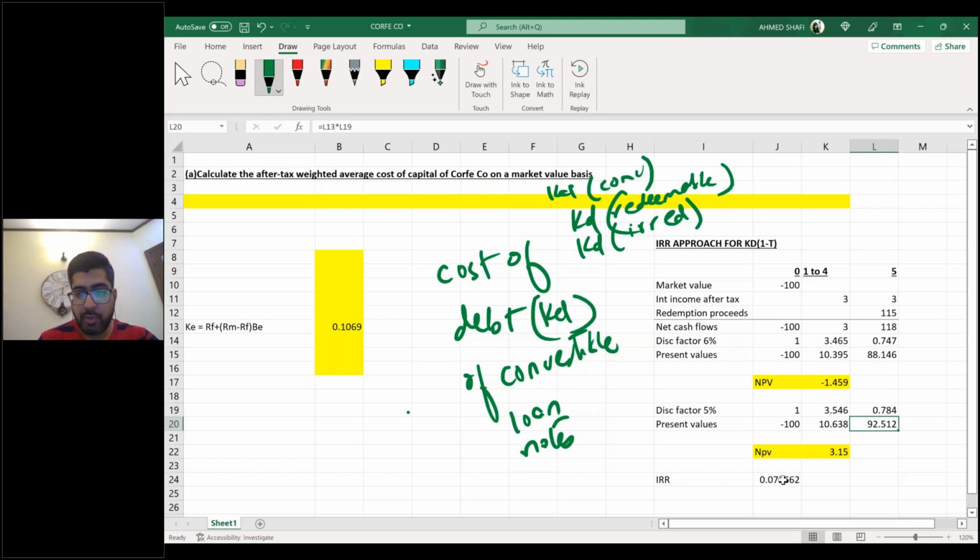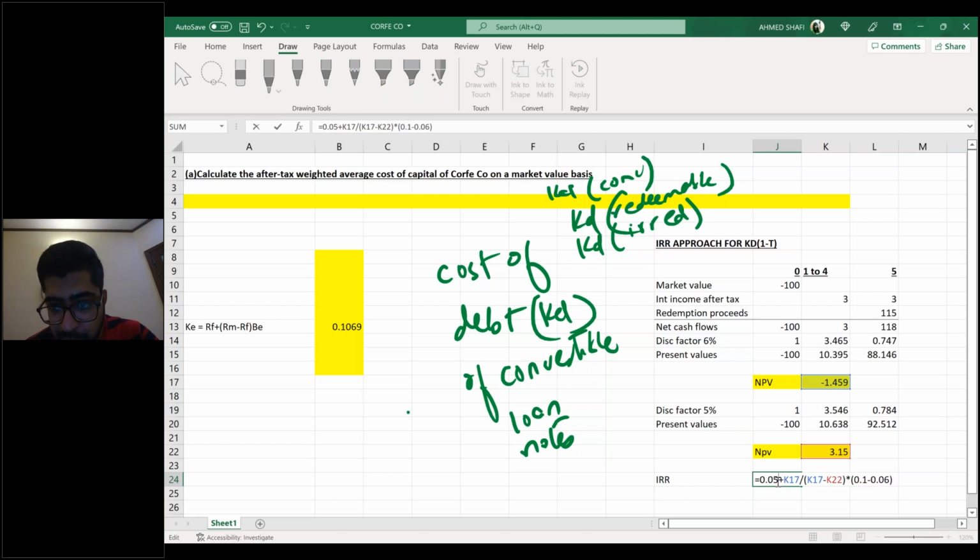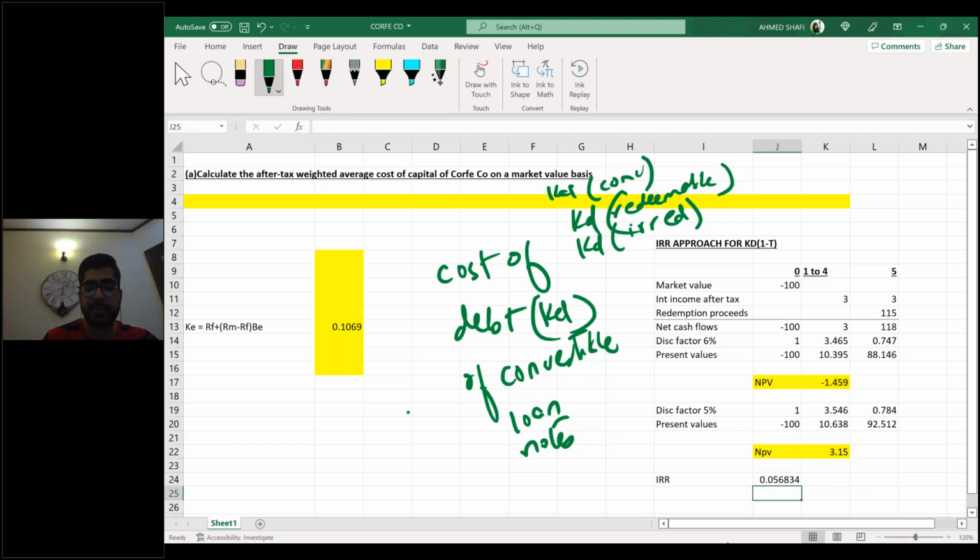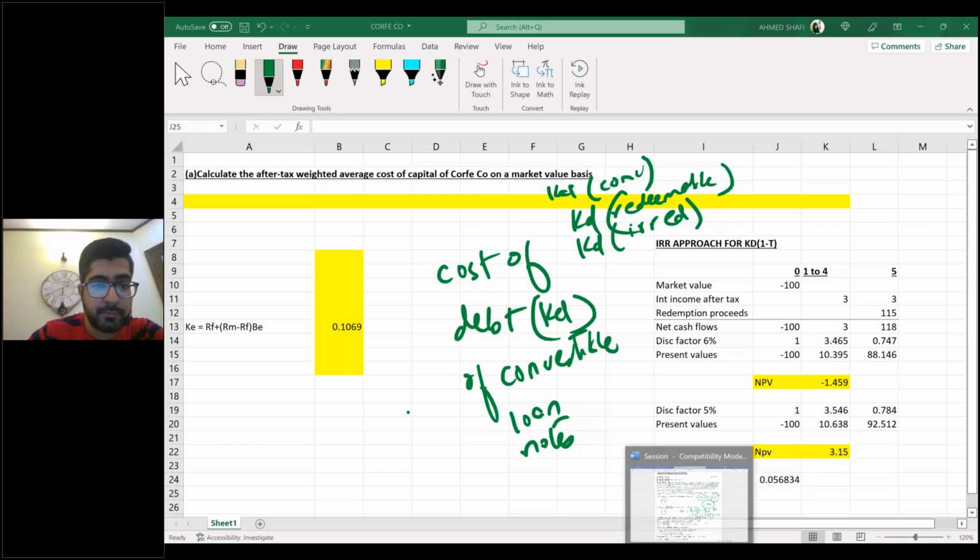Okay, now small a is the rate of positive NPV, it's 5%. Capital A is the positive NPV. Positive NPV is in K22 over capital A minus capital B. K22 positive NPV minus capital B in K17, times small b minus small a. So small b is the rate of negative NPV, 0.06 minus 0.05. That gives 5.68%, that means approximately 5.7%.